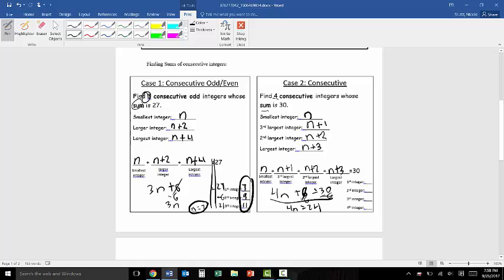So you're going to get, dividing by 4 on both sides, 6 for n. So your first number is 6. One more than that is 7. The next one is 8. The next one is 9. So your 4 numbers are 6, 7, 8, and 9.